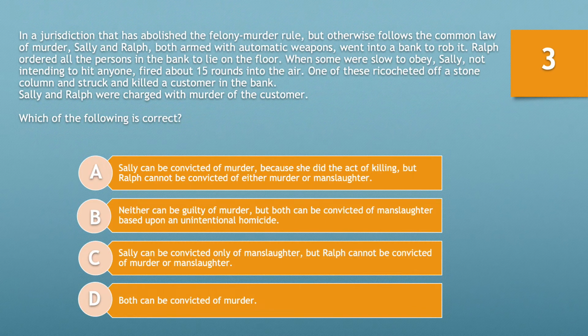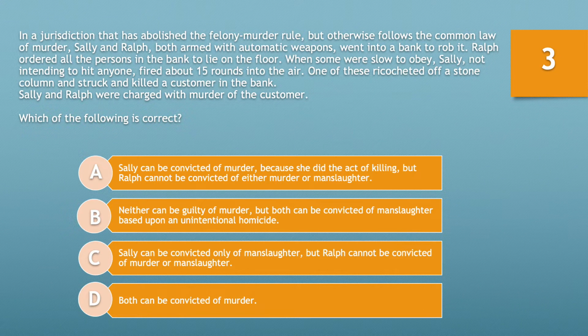Question number 3. In a jurisdiction that has abolished the felony murder rule, but otherwise follows the common law of murder, Sally and Ralph, both armed with automatic weapons, went into a bank to rob it. Ralph ordered all persons in the bank to lie on the floor. When some were slow to obey, Sally, not intending to hit anyone, fired about 15 rounds into the air. One of these ricocheted off a stone column and struck and killed a customer in the bank. Sally and Ralph were both charged with murder of that customer.